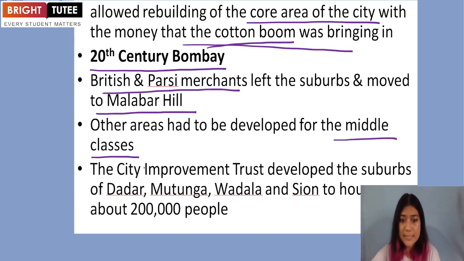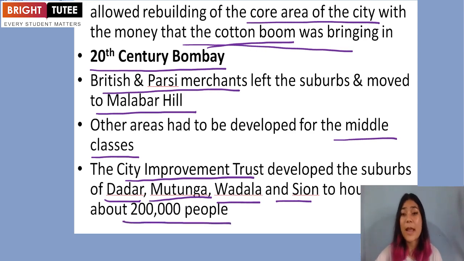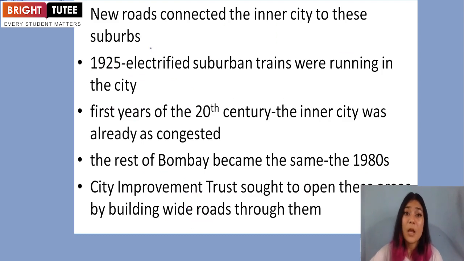The City Improvement Trust developed suburbs of Dadar, Matunga, Wadala and Sion. And this developed area housed about 200,000 people, about 2 lakh people. New roads were built in Bombay which connected the inner city with the suburbs, the areas lying outside the main city.